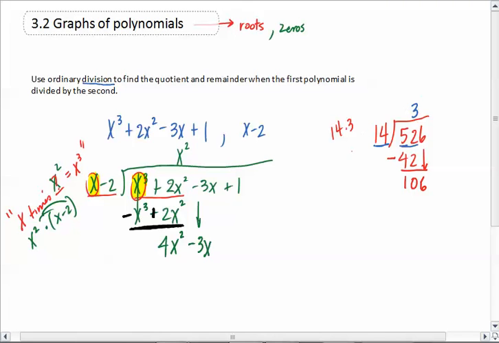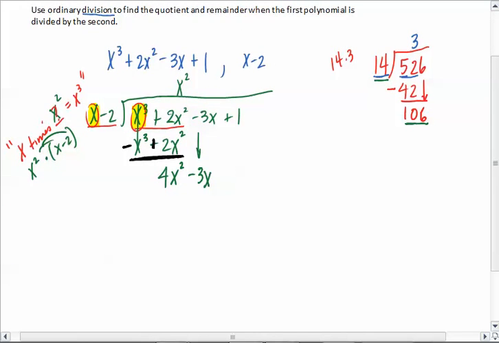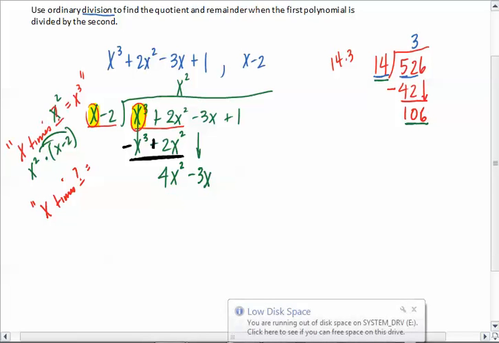The next thing we're going to do is ask the question again. 14 goes into this? No. Does it go into this? Yes. How many times? So here we go, back to the original question. X times what gives me this one? 4x squared. That's what we're going to ask. X times what gives me 4x squared?